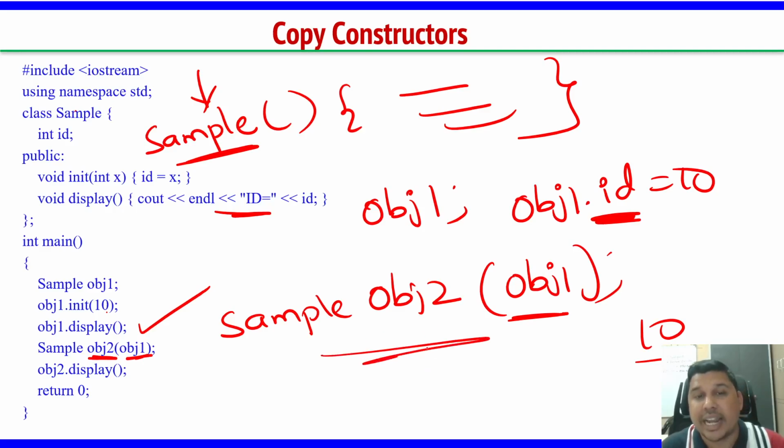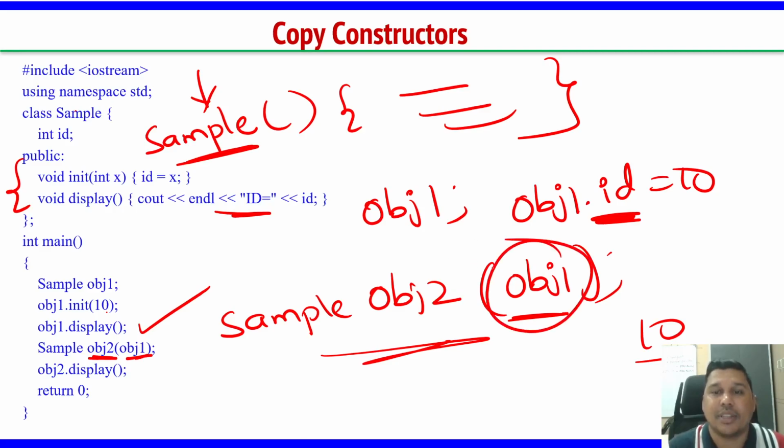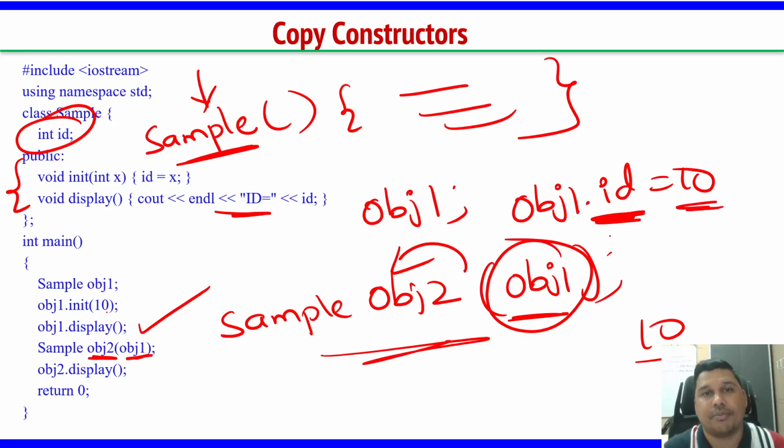But when we write like this, is there any constructor defined here? No. Without even defining a constructor, this is possible. What will it do? Whatever the object 1 contains is copied into object 2. There is only one variable ID, so object 1's ID equals 10, and object 2 dot ID will also contain 10 as the value.